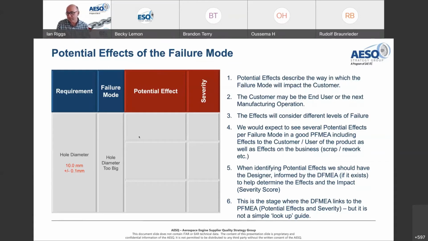But for every failure mode, you'd expect to see more than one effect. And as we go through it, we'll see the sorts of effects you would expect to see listed as a minimum. If you see a failure mode with one effect, you should be very suspicious. And that's true, I guess, all the way through the FMEA. I mean, you should have multiple effects. For every failure mode, you should have multiple causes. Otherwise, you're going to start to question how well the FMEA has been put together.